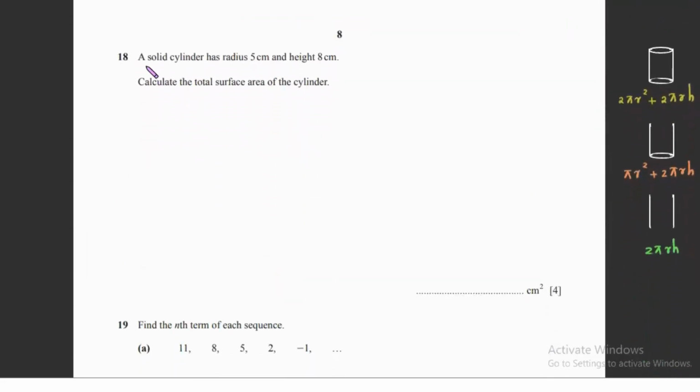Question 18. A solid cylinder has a radius of 5 centimeters and a height of 8 centimeters. We need to calculate the total surface area of the cylinder. In a cylinder, the formula keeps changing based on the number of faces the shape has. A solid cylinder has a top as well as a bottom, and it has a curved surface.